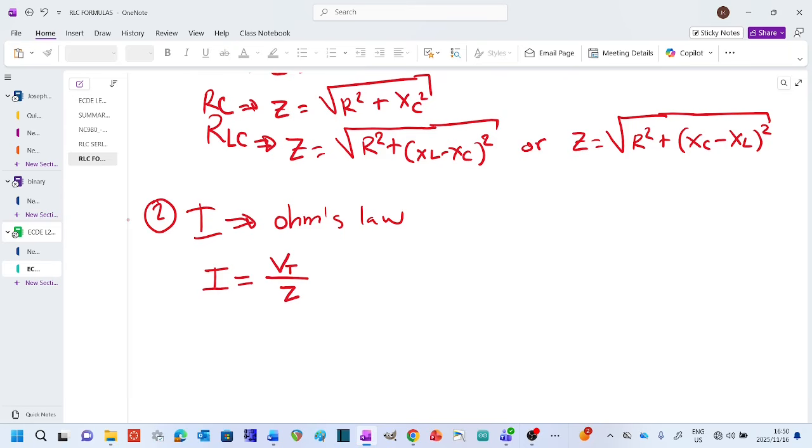So every time you are determining the impedance, you are actually calculating the total. Since in series there is only one current, you don't need to write total current. You can just write current, it doesn't matter, but there is only one current. So you're going to have to do V total, which means the supplied voltage, divided by the impedance. Impedance is also a total resistance. Don't forget that.